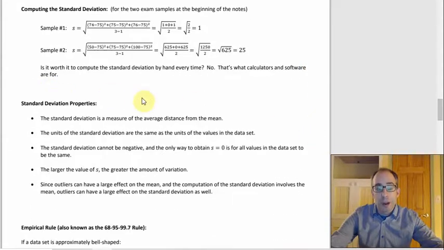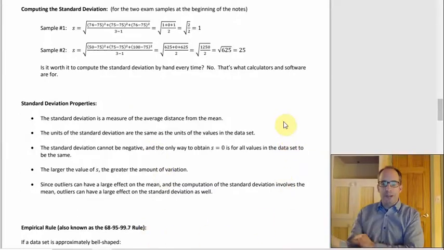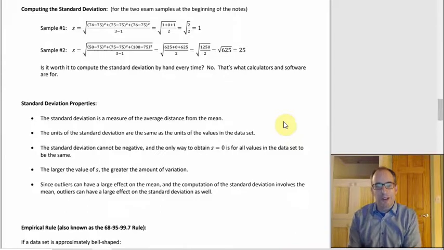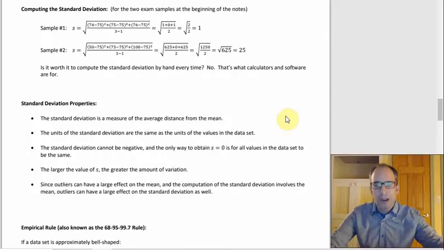Then, properties of the standard deviation. I was thinking ahead of the empirical rule, but we're still here. All right, so it is supposed to be a measure of the average distance from the mean, right? If variance is average squared distance, then when you take the square root, you get your standard deviation. That would be the average distance. The units match up with the units in the data set, so it's easy to interpret. You can't have a negative standard deviation, which you can see from these computations because these are all squares in here, right? You're not going to get any negative numbers out of that when you're squaring values.